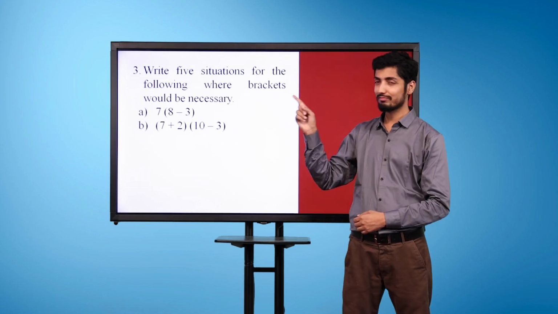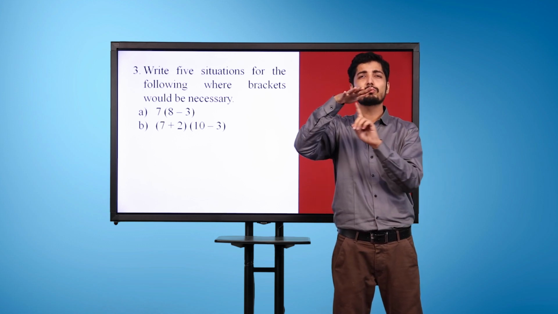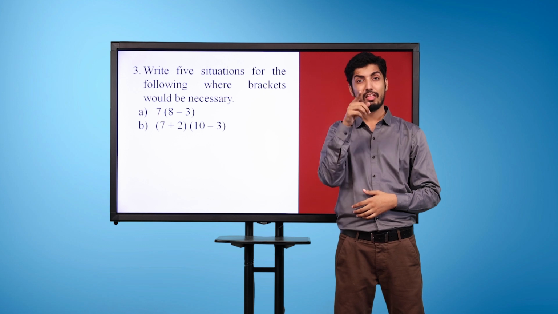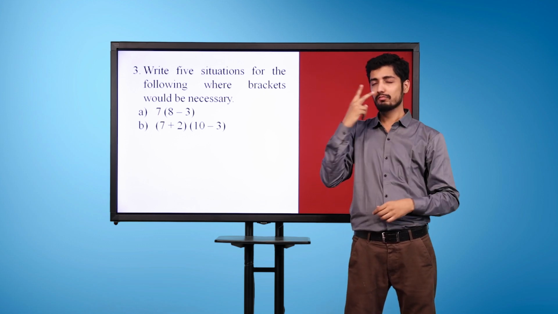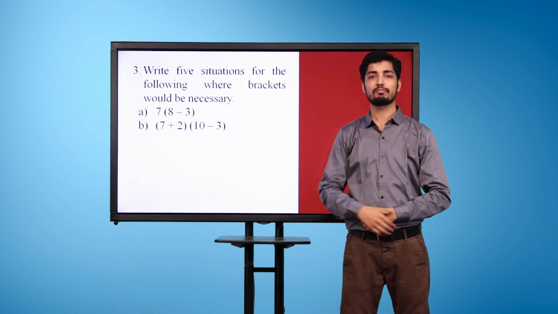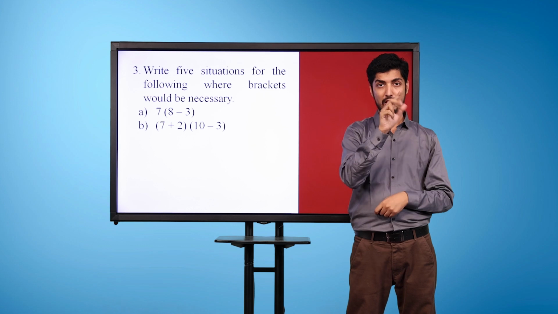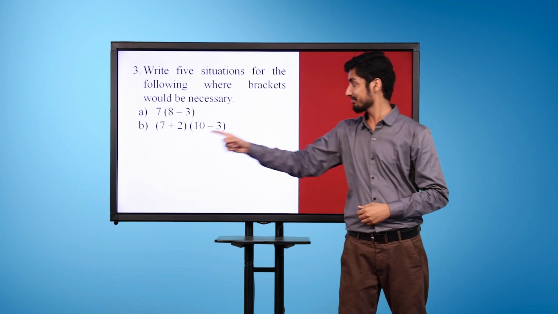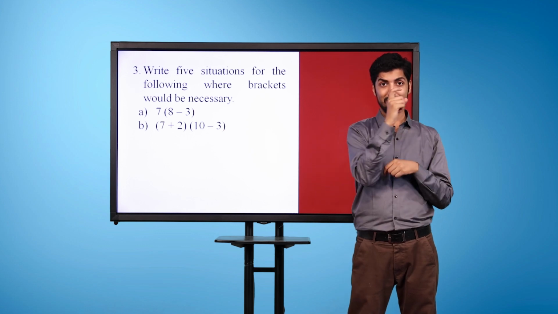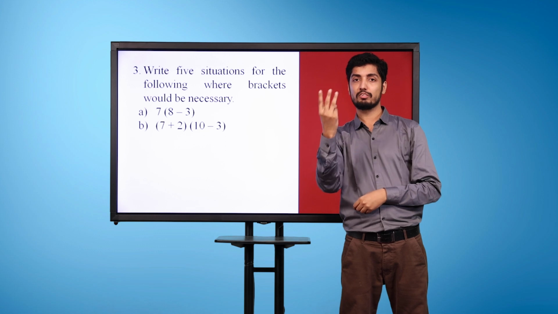Three. Write 5 situations for the following where brackets would be necessary. A. 7 multiplied by, within brackets, 8 minus 3. B. Within brackets, 7 plus 2 multiplied by, within brackets, 10 minus 3.